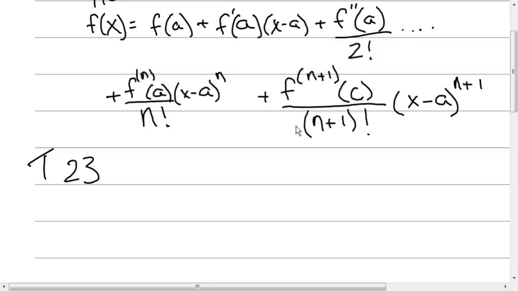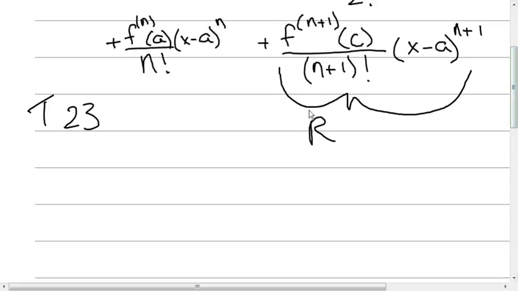And now here we have our estimation of the remainder. This is R. In general, of course, we don't know what c is. And so we're asking the question, well, how bad can it be? How big can this remainder be?